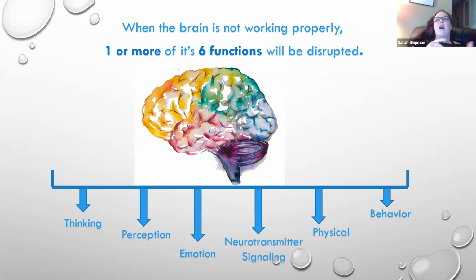And then behavioral, again, not getting out of bed. It can also look like hygiene issues. Maybe it can look like aggressive behavior. There, again, it runs the gamut, but these are the six major functions that are impacted by mental health challenges.